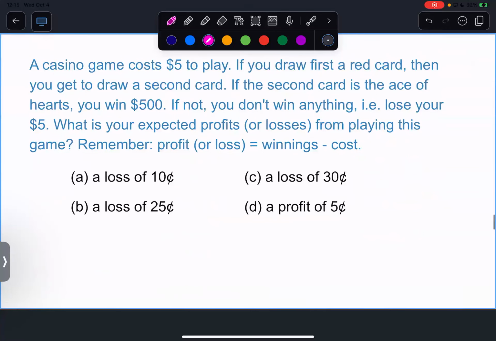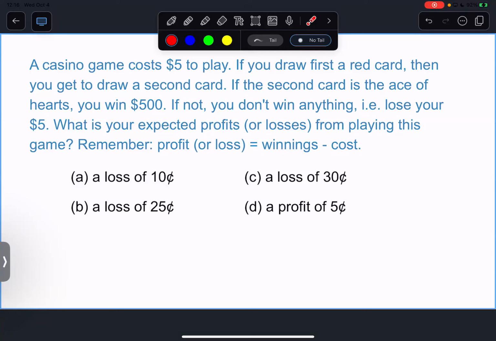Oh yeah, okay. A casino game costs $5 to play. So you haven't even started, costs you $5, which is more realistic, right? If you draw first a red card, then you get to draw a second card. If the second card is the ace of hearts, you win $500. If not, you don't win anything. That is, you lose your $5. What's your expected profits or losses from playing this game? So the profit or the loss, the winnings minus the cost, of course.